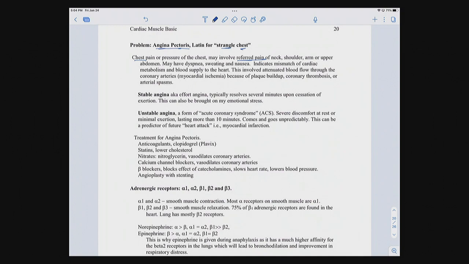In addition to discomfort of the chest or chest pain or referred pain, the patient may have dyspnea or shortness of breath. They may experience sweating. They may experience nausea. None of these are necessarily present, but it wouldn't be uncommon for them to be present.